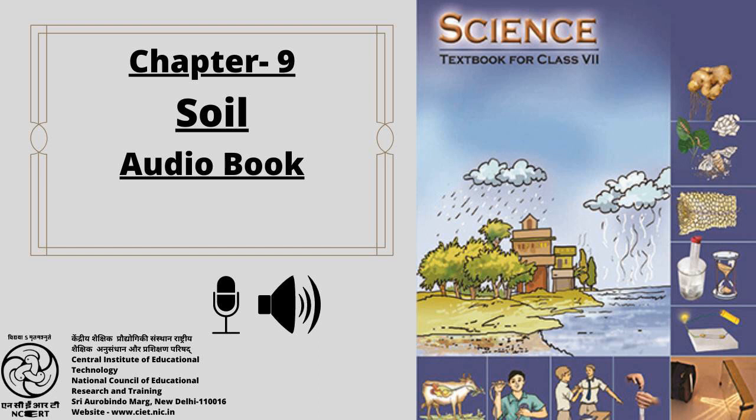Figure 9.2, layers of soil. In this figure, we can observe a glass. Within the glass, there is soil. The soil has multiple layers. The first layer from bottom is gravel. The second is sand. The third is clay. The fourth is water. The fifth is humus.